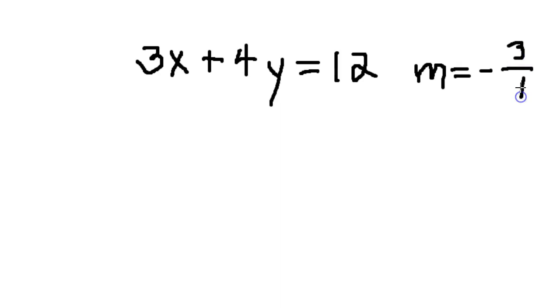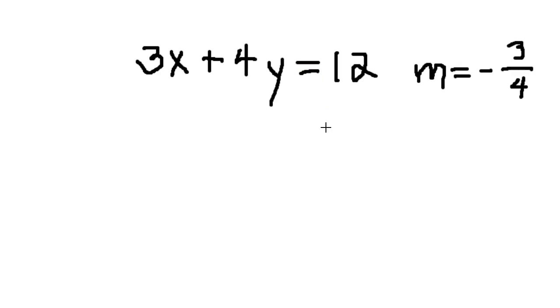Again, the sign of the slope is the opposite of the sign that's between the x term and the y term on the left side of the equation. Since that sign is a plus sign, we see that the slope is negative. And then the numerator of the slope is the x coefficient, and the denominator of the slope is the coefficient of the y term.